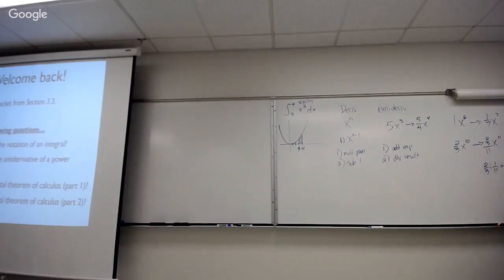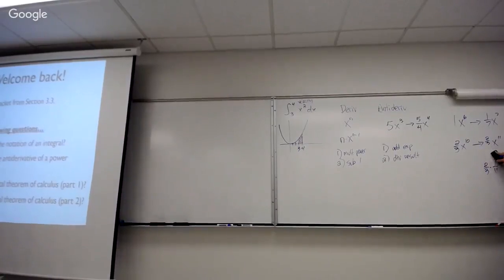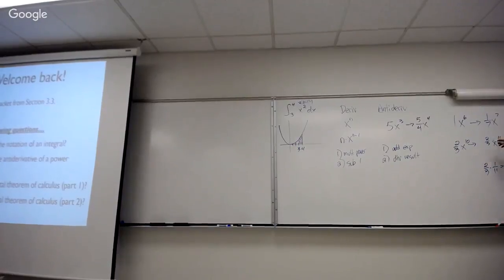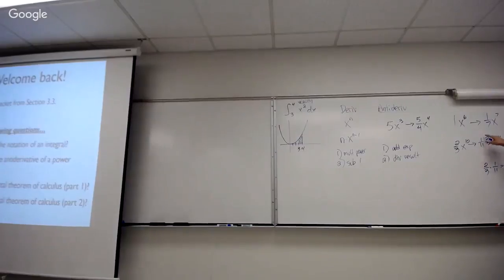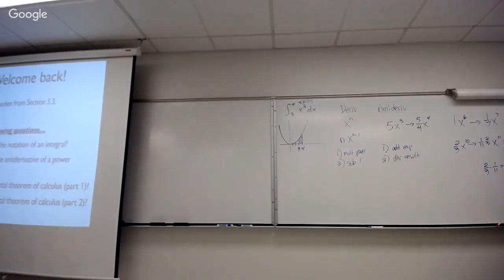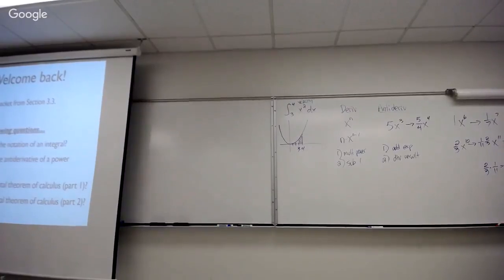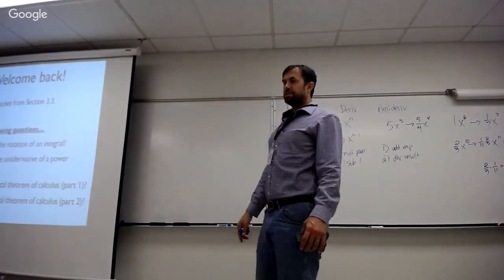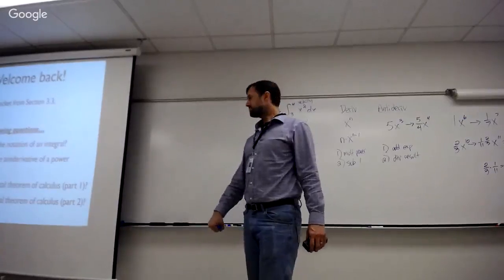So what's the fast way we can think about that, folks? If you want to divide by 11, what's another way of writing that? Dividing by 11 is really 1/11. So you could put that 1/11 right next to the 2/3, and then you would see that it's 2/33 x to the 11th. Okay, so this is how you do the antiderivative of the power rule. Any questions, thoughts? All right.